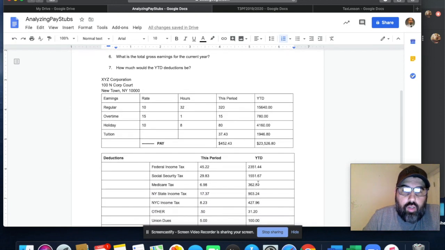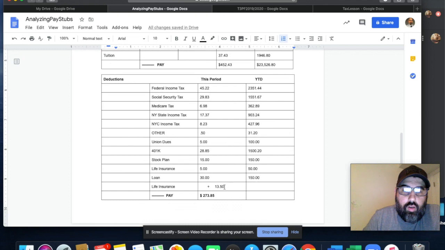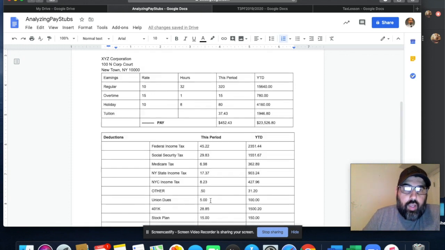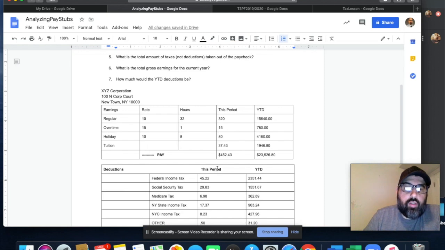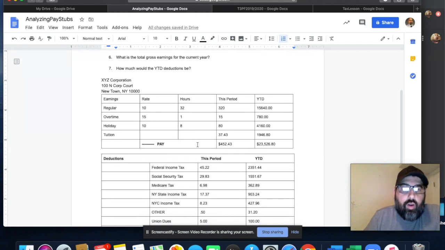Okay, so what we're going to do is look down here, and we can see that for this period, that's the amount of money that is going to be our net money, our net pay. Okay, number 2, what is the gross pay? Well, that's before deductions come out. It looks like we've got holiday, overtime, and regular, these are going to be the total amount of dollars or hours that we have worked or that we're getting paid for. So before any deductions come out, this is going to be our earnings before our deductions. Okay, so this is going to be our gross pay right here.